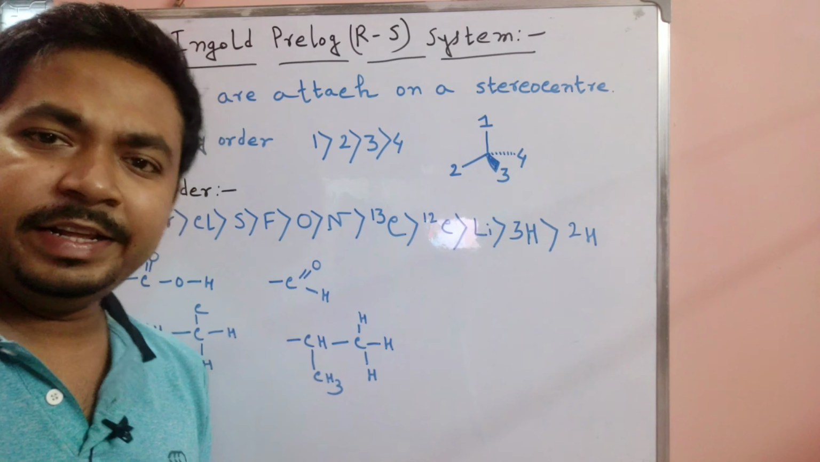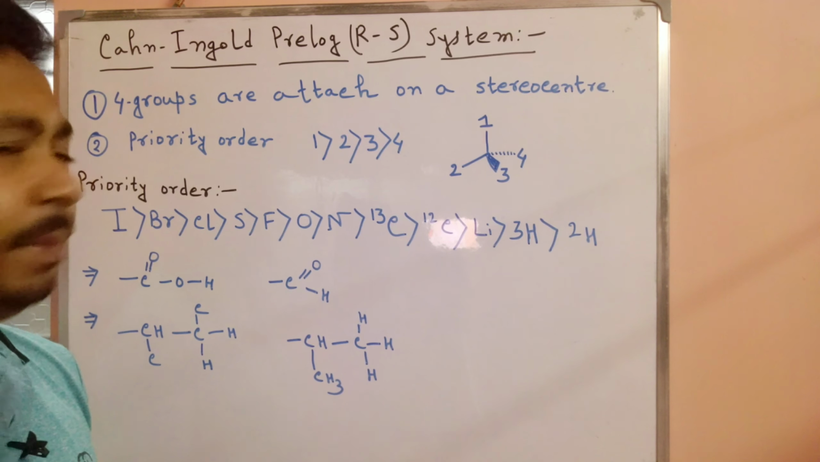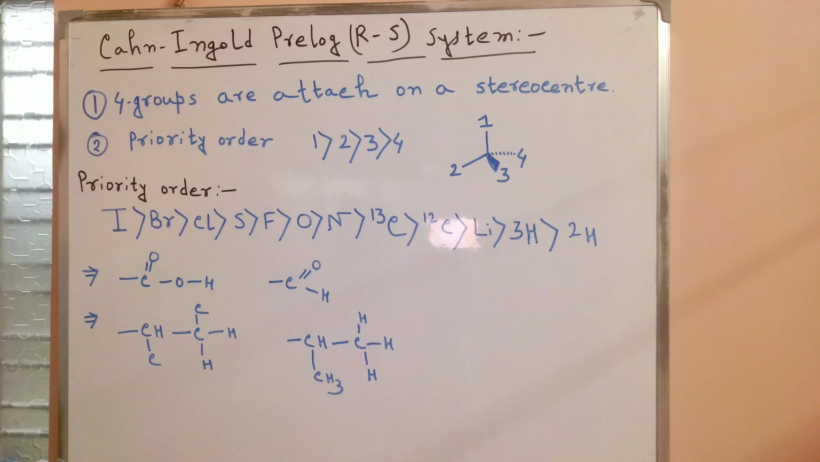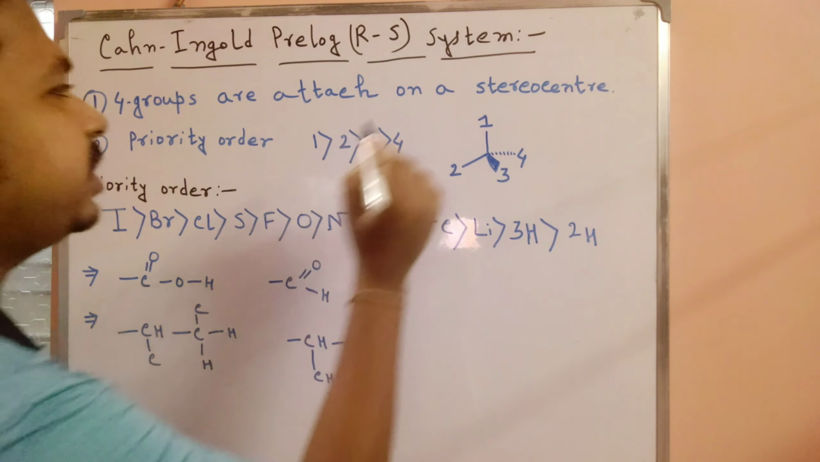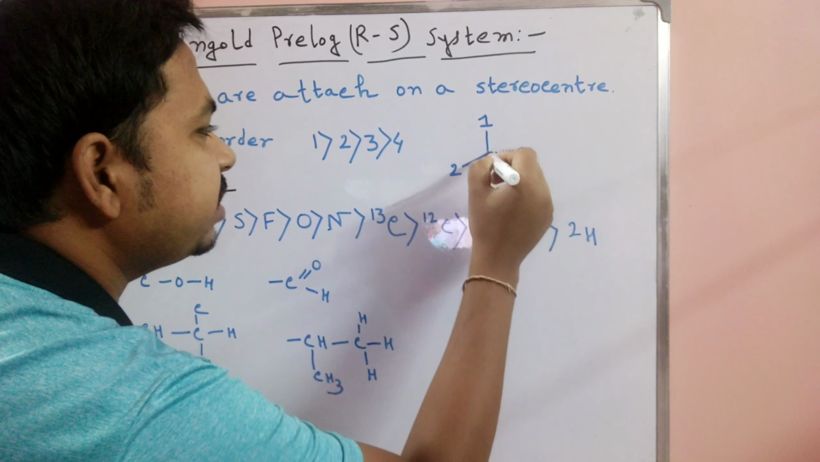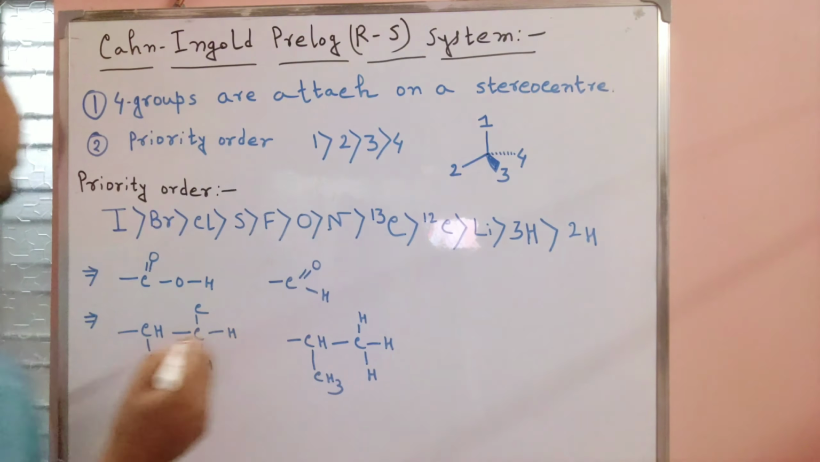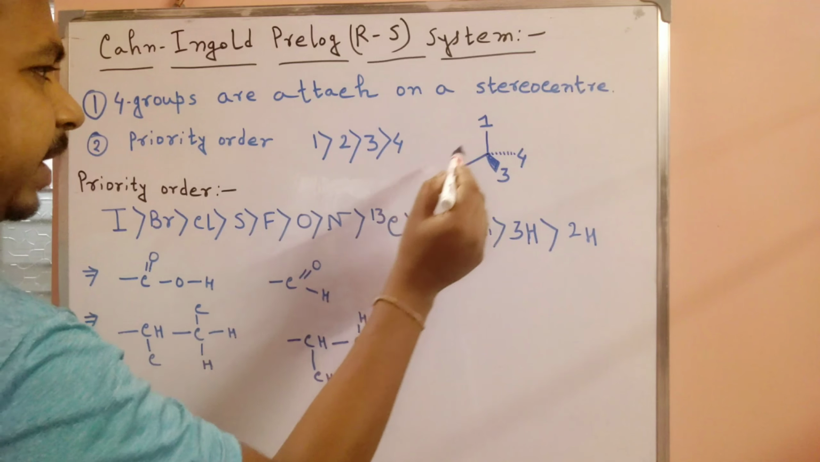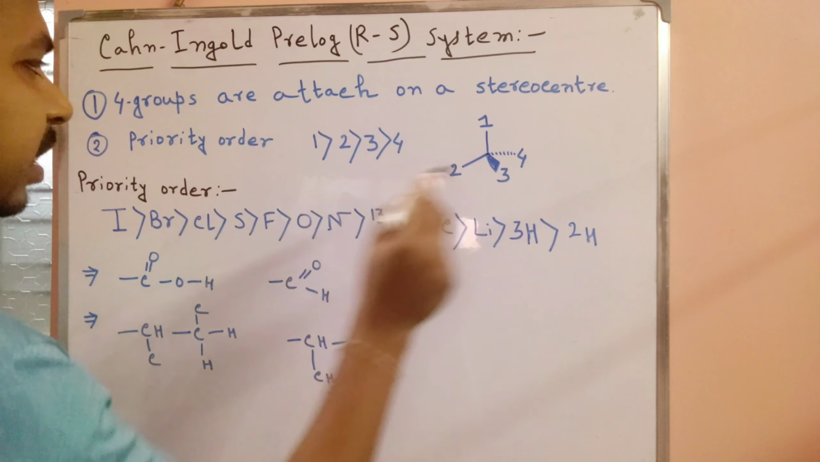At first we discuss the Cahn-Ingold-Prelog RS system. Here 4 groups are attached to a stereo center, which means the 4 groups are different groups. This center is called a chiral center or stereo center. The priority order is 1 is greater than 2 is greater than 3 is greater than 4.